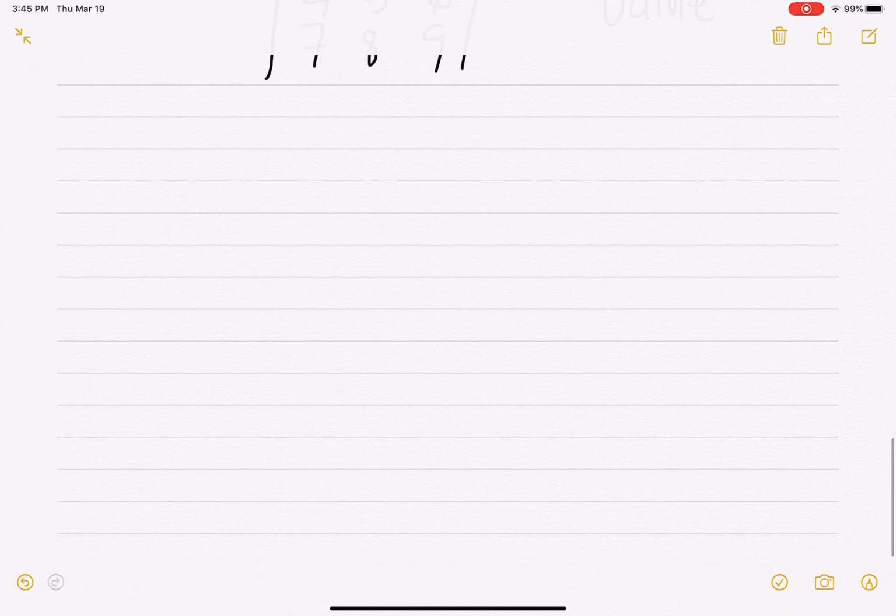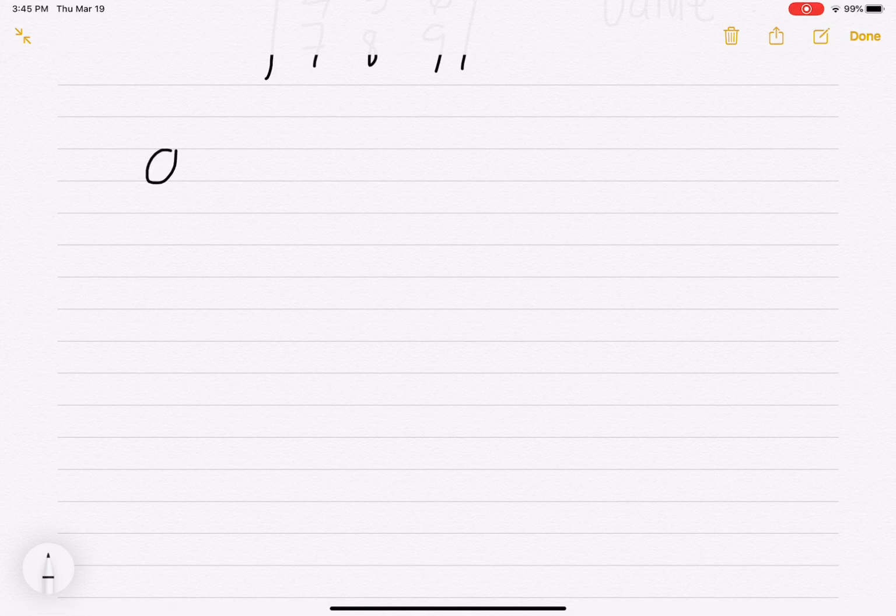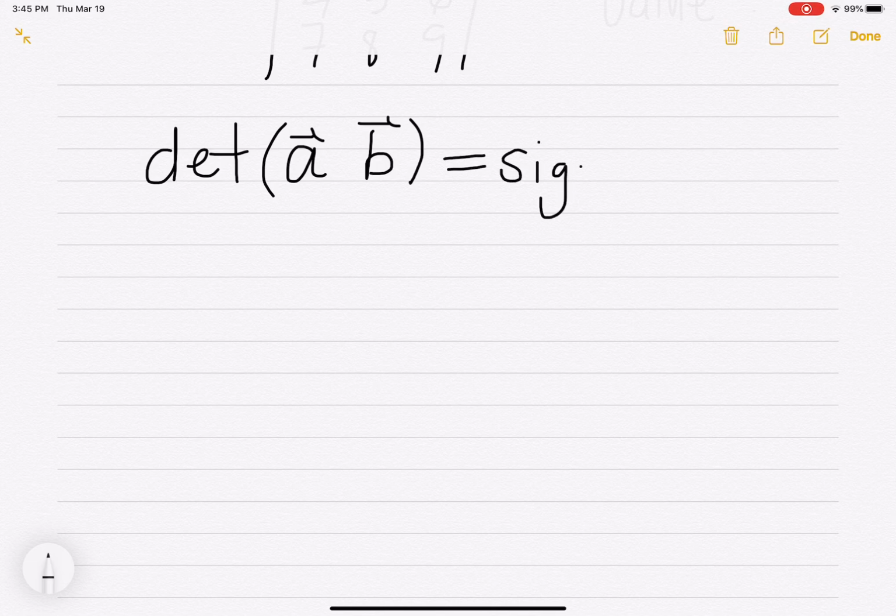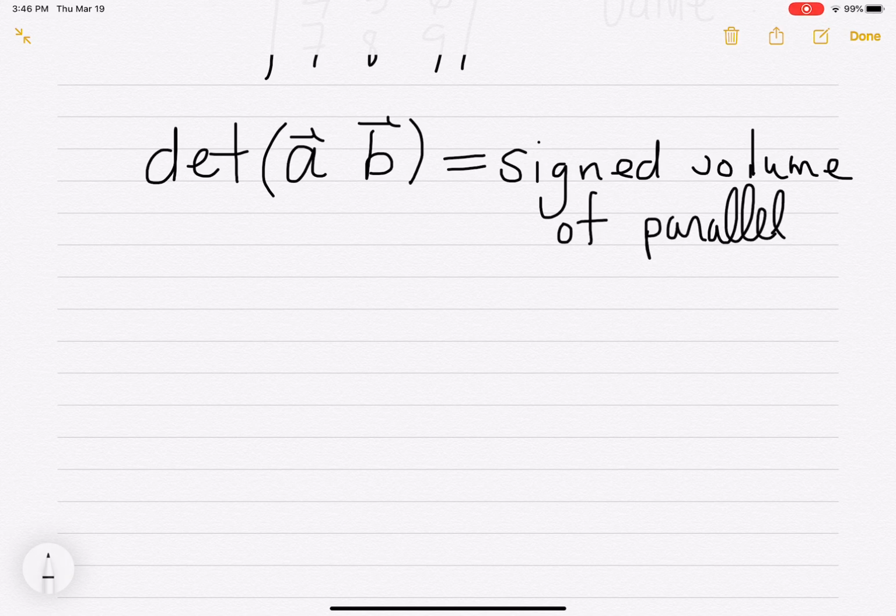When you're talking about a 2 by 2 matrix, let's say you have determinant of vector A, which has only 2 entries, and vector B, which has only 2 entries. So imagine A has 2 entries going down, B has 2 entries going down. You got 2 columns, A and B, so it's going to be a 2 by 2 matrix. This is going to actually give you the signed volume of a parallelogram, which everyone should know what a parallelogram is.